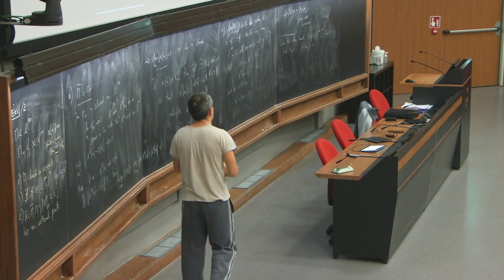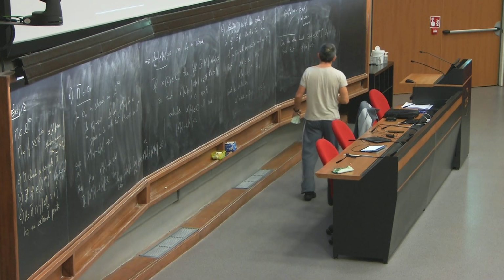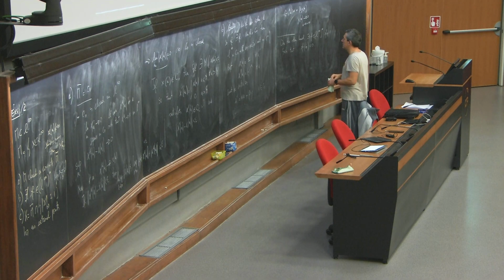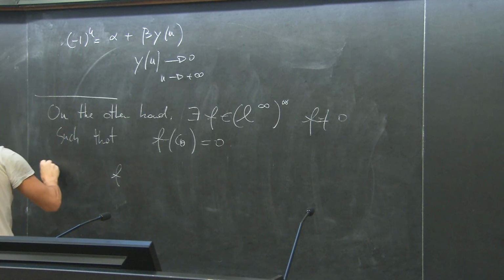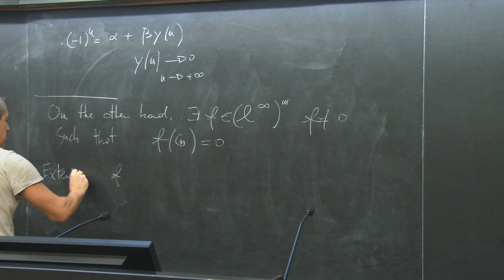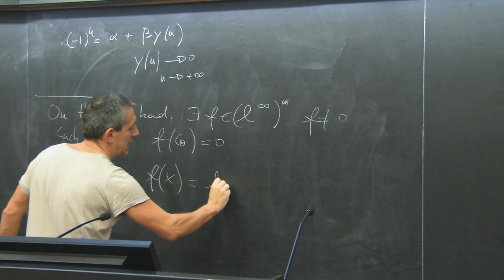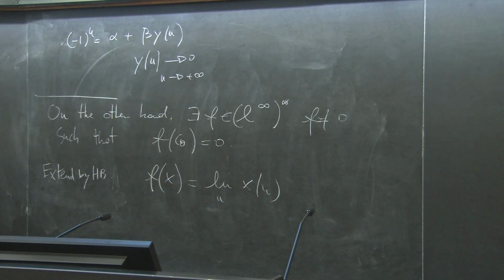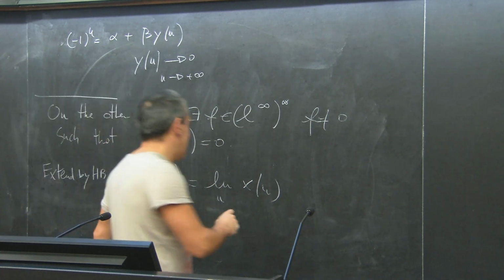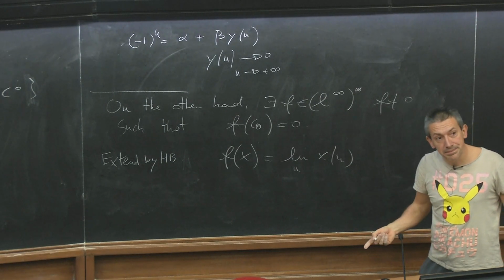Professor, by linear functional, do you mean we take the limit of xn? F of x is equal to the limit of xn? Yes, the extension by Hahn-Banach. You extend by Hahn-Banach: f of x is equal to the limit of xn. This is given only on a subset, and what is interesting is that this subset is defined on the sequences which have limits.